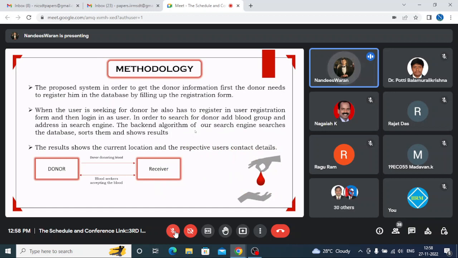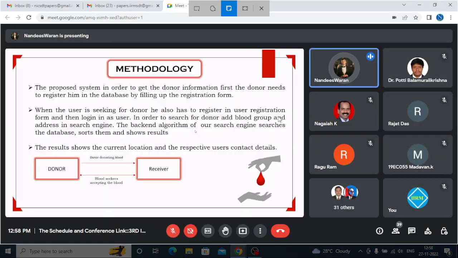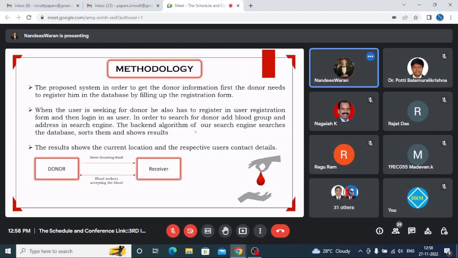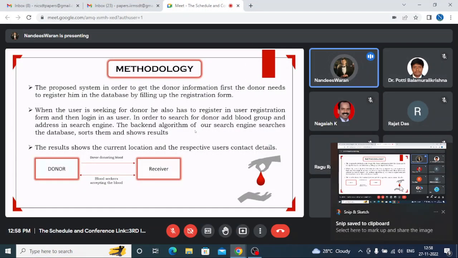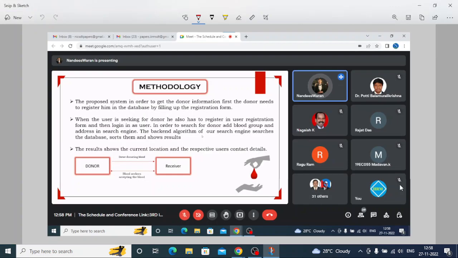Coming to methodology, in the proposed system, in order to get the donor information, first the donor needs to register in the database by filling the registration form. When the user is seeking a donor, he also has to register in the user registration form and then log in as a user. In order to search for a donor, add blood group and address in the search engine. The backend algorithm of our search engine searches the database, sorts them and shows the result. The result shows the current location and the respective user's contact details.